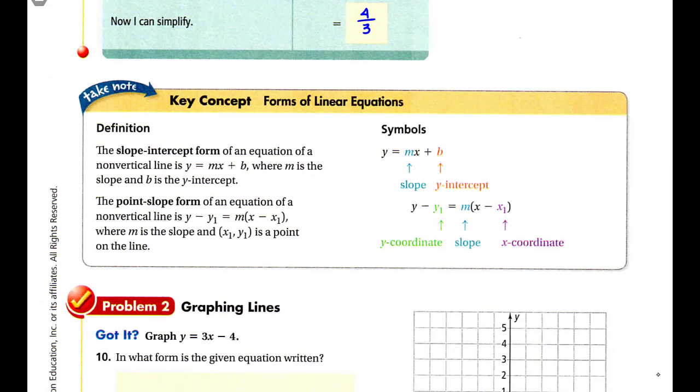Slope-intercept form of a line is y equals mx plus b. m is the slope, b is the y-intercept. The point-slope form of a line is y minus y1 equals m times x minus x1. Again, m is the slope. But what's different about this one is we're using a specific x-coordinate and y-coordinate. And then we can simplify the point-slope form down to slope-intercept form.